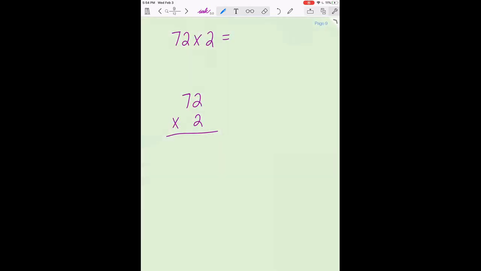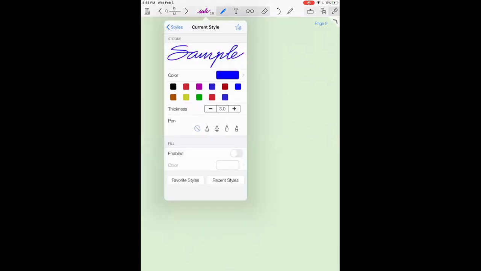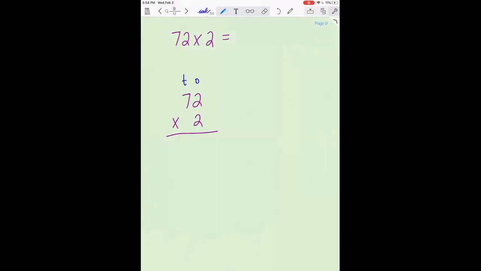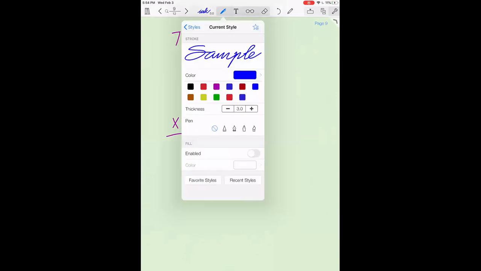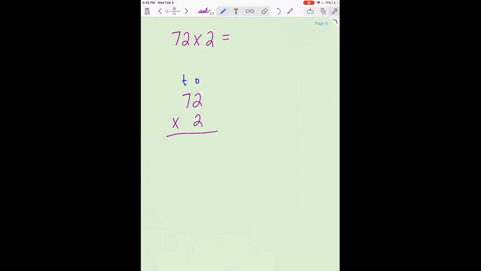We're going to look at 72 times 2. I'm going to multiply 2 times my number in the 1s. So 2 times 2, which is 4. And then off to the side, I'm going to write 2 times 2 ones.